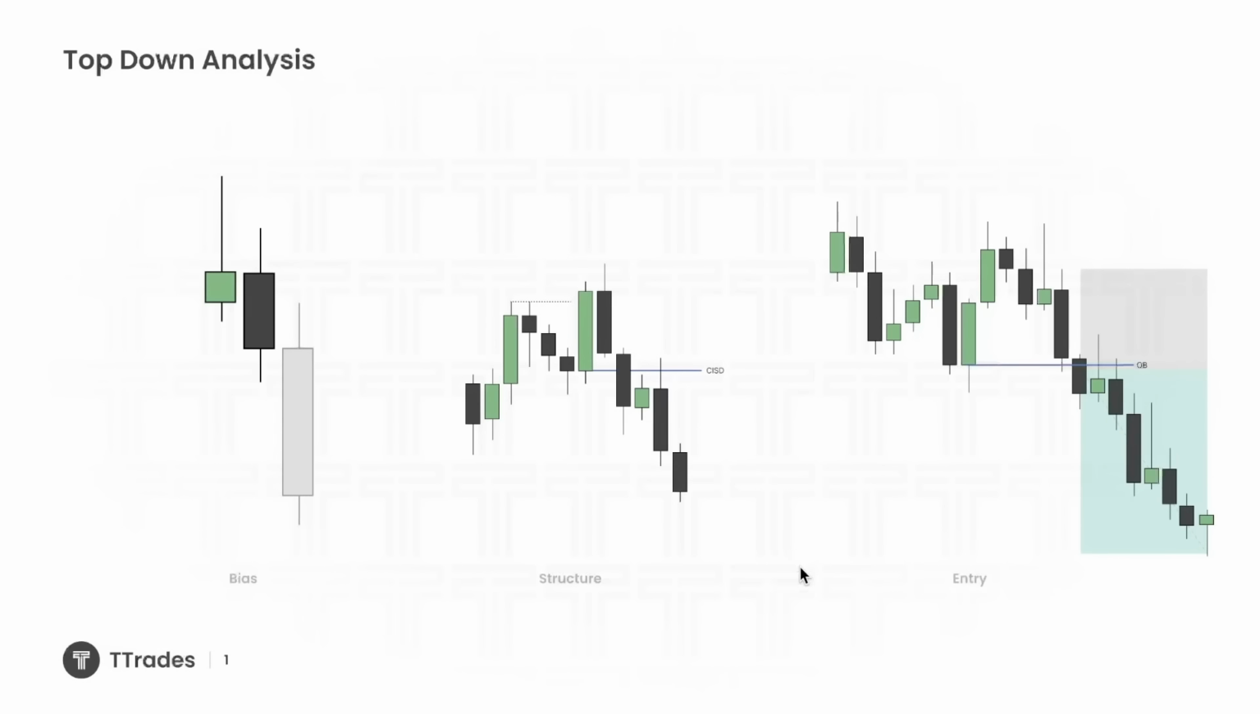Now, the first thing we have to understand is how I use top-down analysis. With top-down analysis, I am focused on 3 timeframes: a higher timeframe for bias, a middle timeframe for structure, and a lower timeframe for entry. With the structure of this video, I'm just going to be focused on the structure and entry and how to align those with a bias.